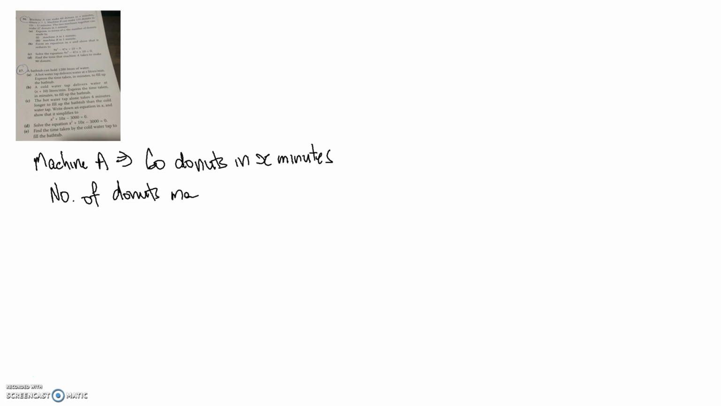that machine A can make 60 donuts in x minutes. Okay, this is given in the question. So how many donuts can A make in 1 minute? Okay, so number of donuts made by machine A in 1 minute equals 60 divided by x.